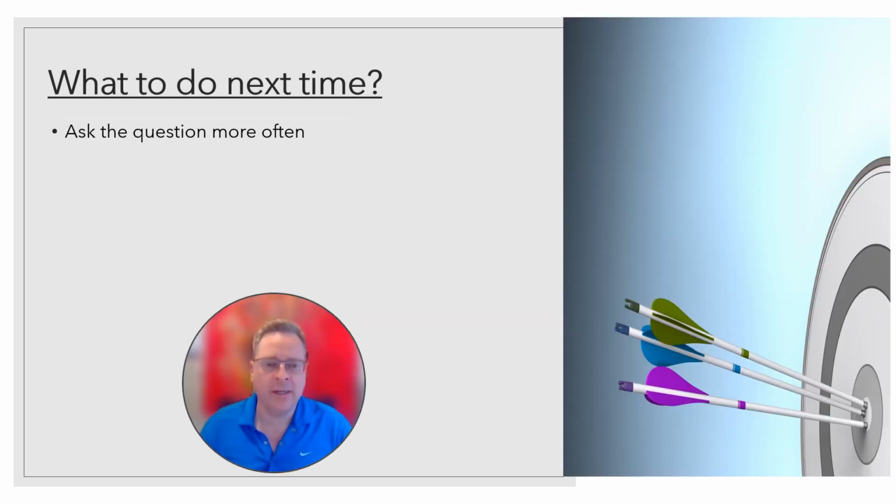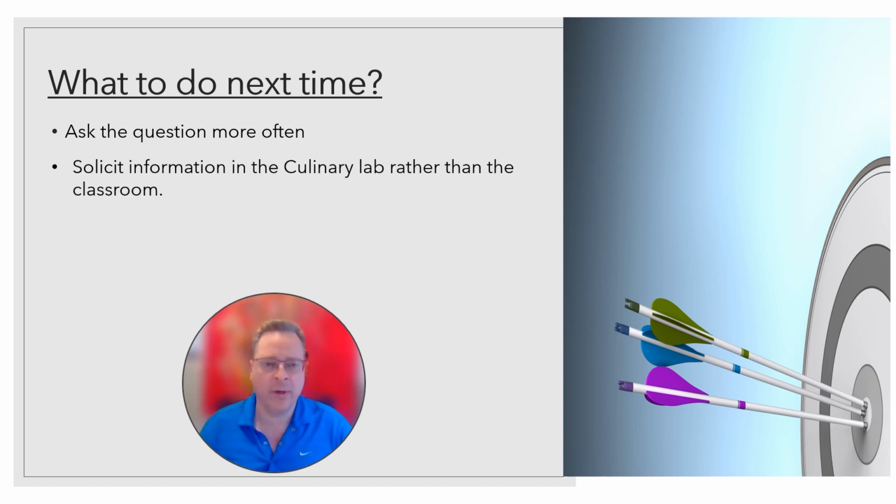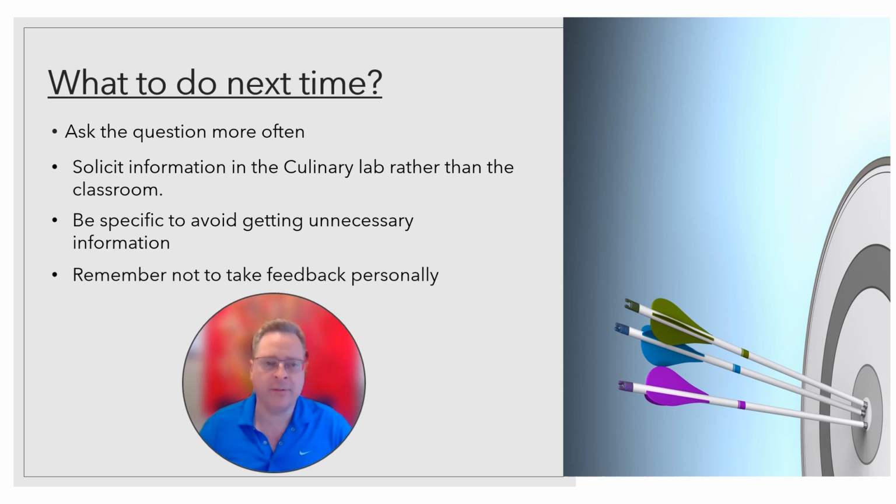What would I change next time I use the muddiest point informal assessment technique? I would ask the question more often, soliciting more information more frequently to keep students from falling behind. Secondly, I'd ask for that information in the culinary lab when the students are active in the cooking process or possibly struggling. Thirdly, I'd be very specific in the information that I was looking for.